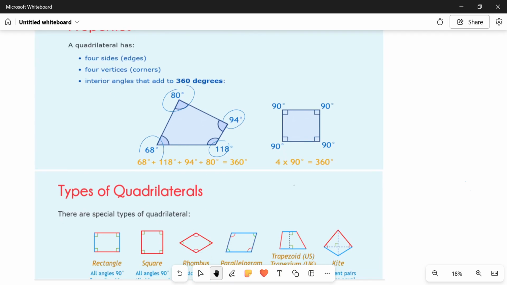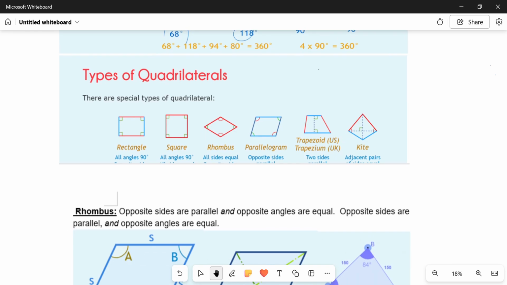Okay, let's check the types of quadrilateral. The first one, the rectangle, all the angles are 90-degree angles. The second one is a square here, right? The third one is rhombus. The fourth one is parallelogram, then trapezoid, and the kite.